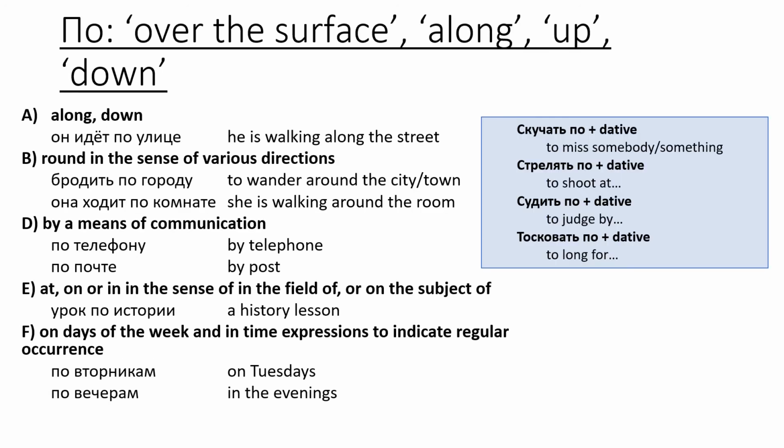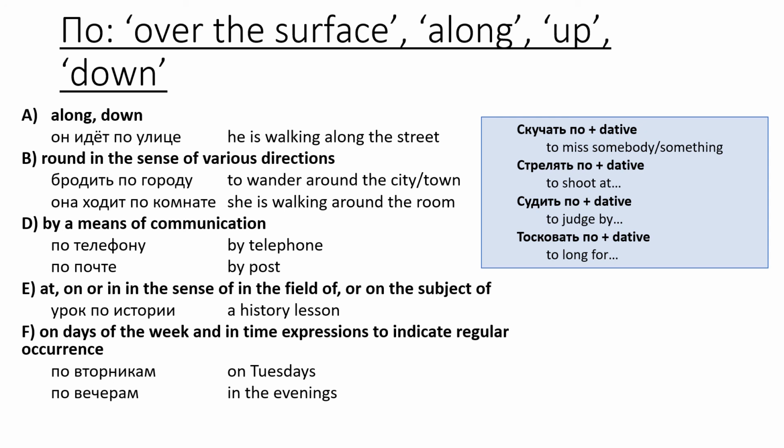The preposition по, in combination with the dative case, can have a fairly broad range of meanings. We'll take a look at the most common ones here. First, по can be used to express a long or down in a spatial sense. For example, он идет по улице. He is walking along or down the street. Second, по can also mean in various directions, which is often translated as around. For example, бродить по городу, to wander around the city or town. Она ходит по комнате. She is walking around the room.